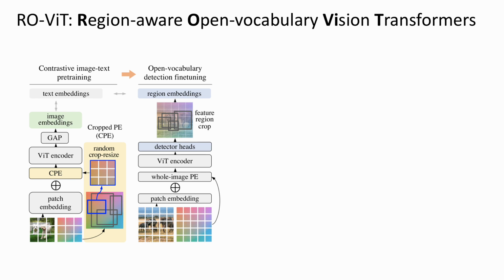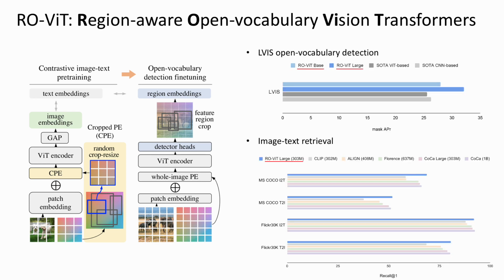In addition, we replace the common softmax cross-entropy loss in contrastive learning with focal loss to better learn the informative yet difficult examples. We achieve state-of-the-art on LVIS open vocabulary detection, outperforming the best existing method by a large margin. Surprisingly, RO-ViT improves the image-level representation as well and achieved the state-of-the-art on image text retrieval benchmarks.